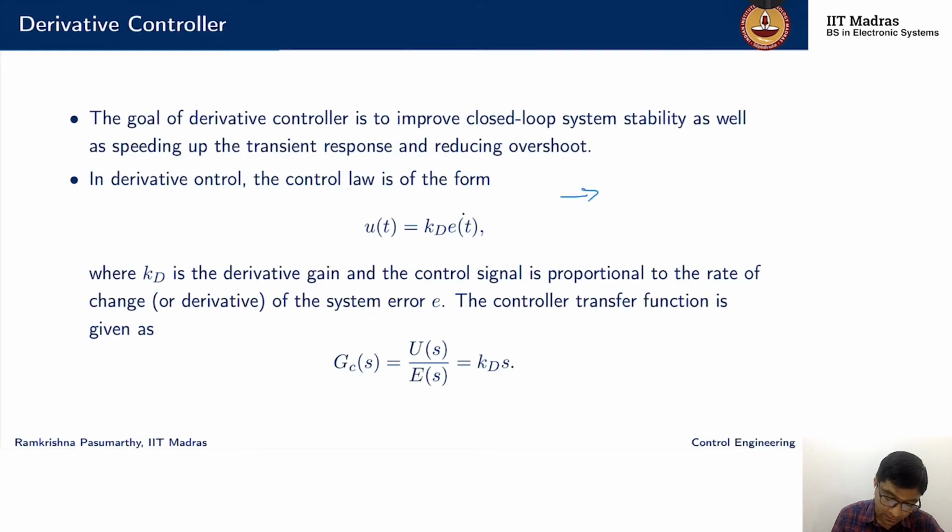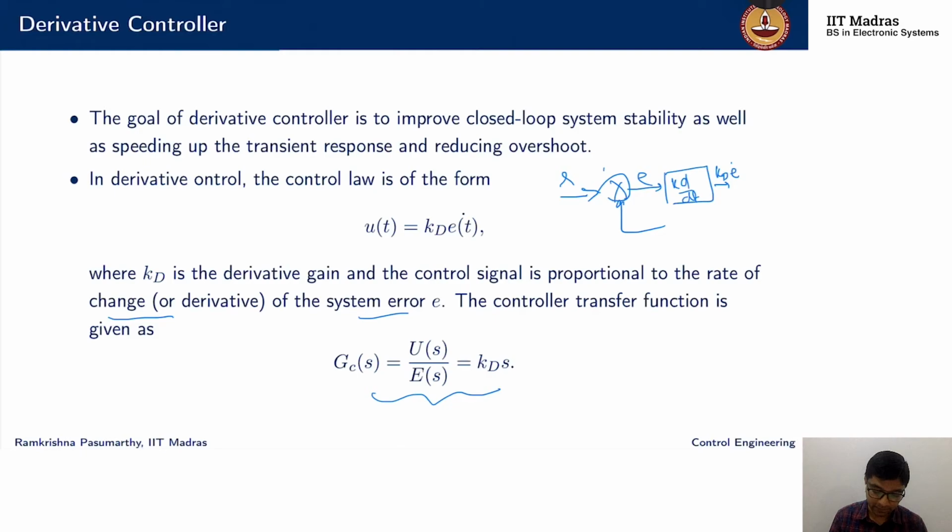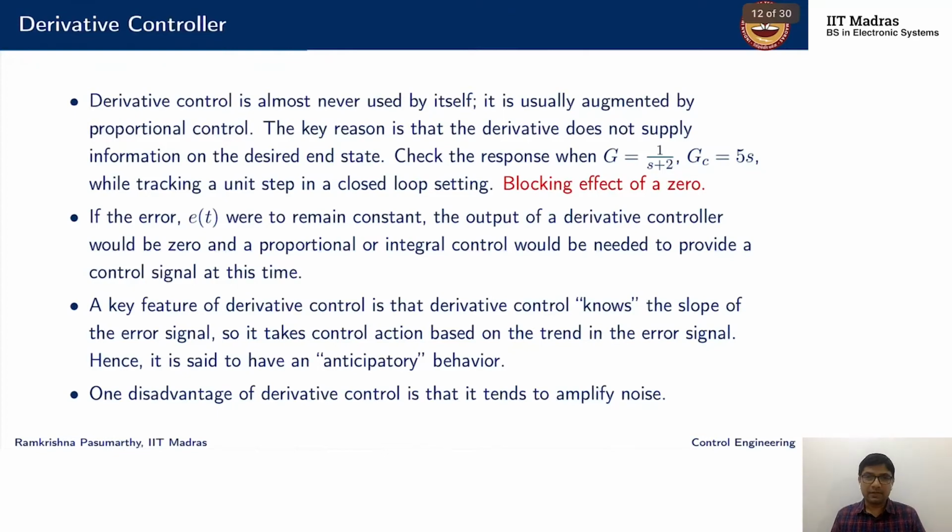So I have again my reference. This comes through some feedback. There is an error, and a d over dt coming in here with a constant. So what goes out is kd times e dot. Okay, and the control signal now is proportional to the rate of the system error. And the controller transfer function looks like this, kd times s, where we previously had 5 over s. Okay, so this is never used by itself, one of the reasons being that it has this blocking effect. So it is usually augmented by some proportional control.